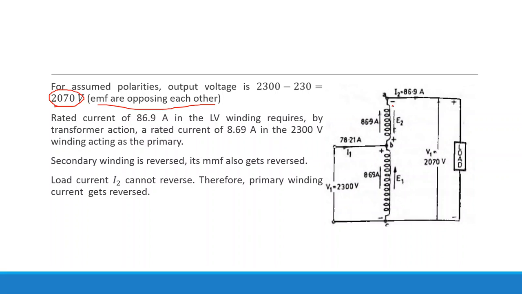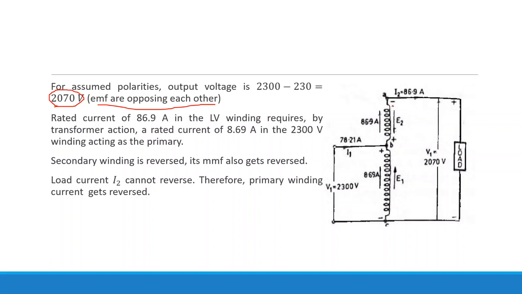What would happen to the rated current? It is not going to change, because for the two winding transformer, whatever the voltage ratio is, that voltage ratio is going to be the same. The power rating is not going to change. So the current will remain the same. That's why we have not calculated the current again. The only thing happening is that the secondary winding is reversed, so its MMF is going to reverse. Already we said that the load current I2 cannot reverse, so the primary winding current is going to reverse. Okay, these things are there.